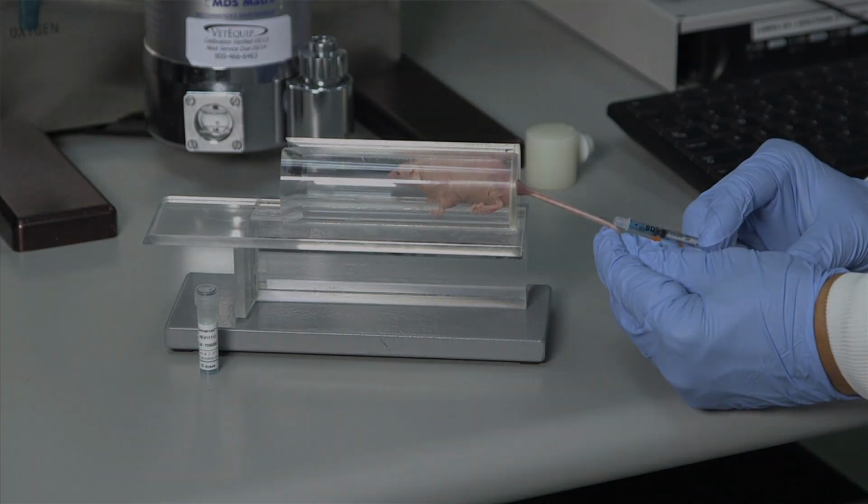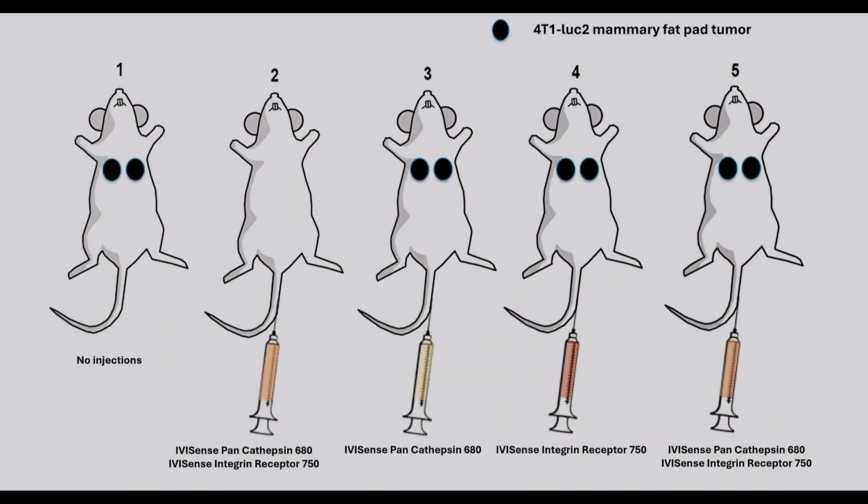We previously mentioned the importance of control mice. We will include 3 positive control animals to demonstrate the lack of overlap between the probes by having 2 animals with a single probe injection and 1 with a mixed probe injection. Therefore, our experiment will be set up as follows. We will have 5 animals.